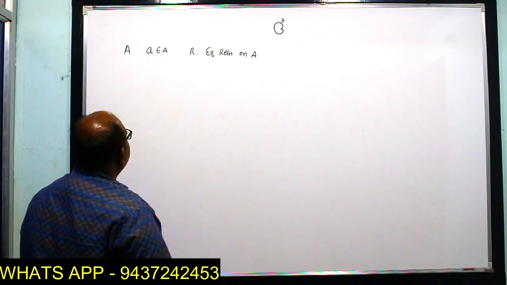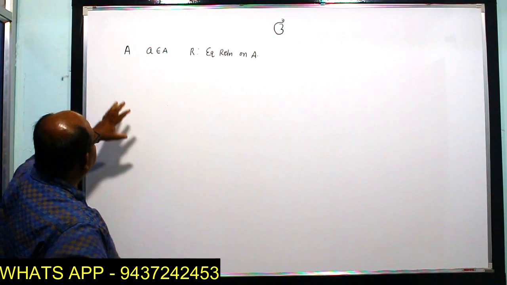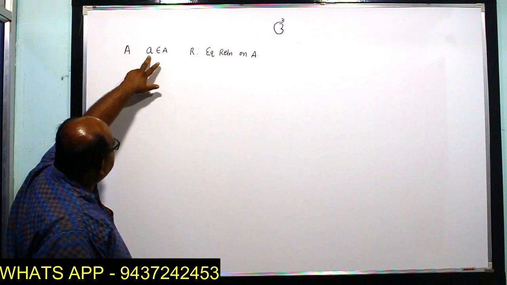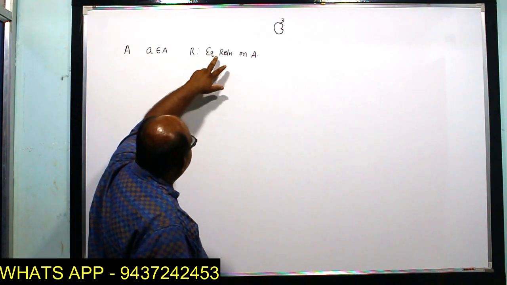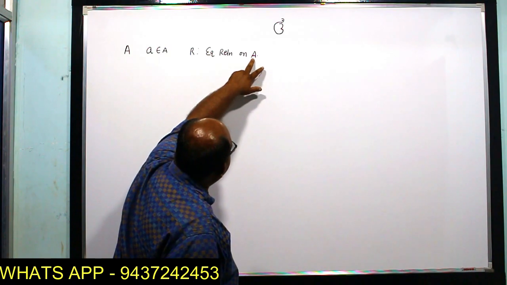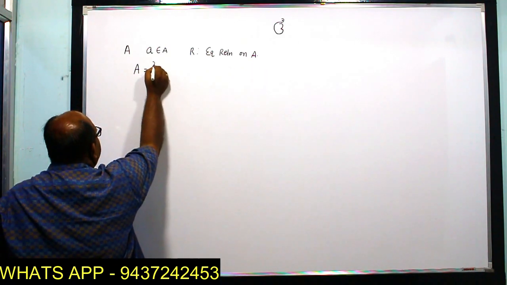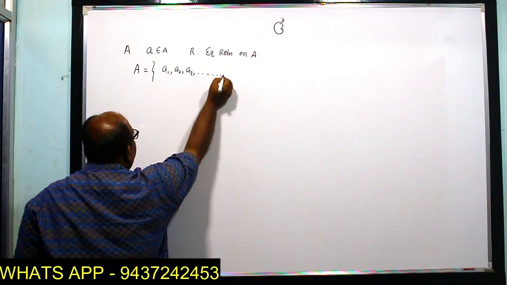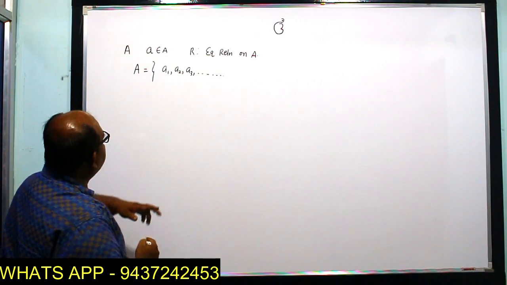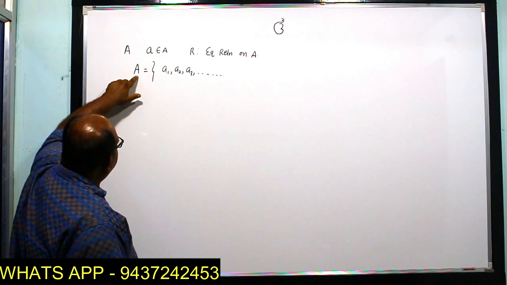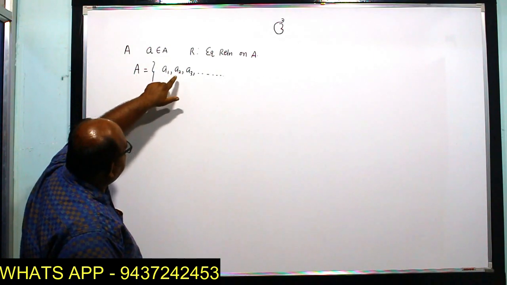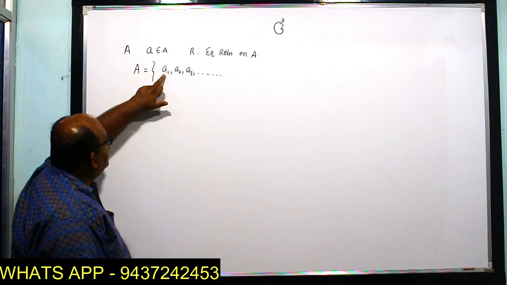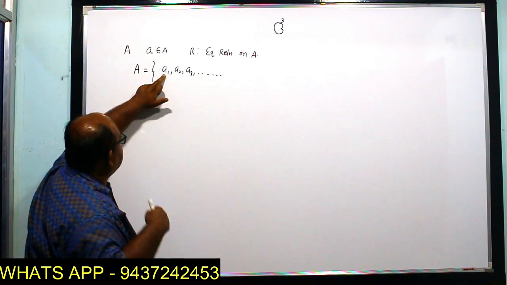Okay, to understand equivalence class, first remember these three things. This is a set. The elements of set A are represented by small a. R is an equivalence relation on set A. Let the elements of set A be represented by A1, A2, A3, dot, dot, dot. In general they are represented by small a. In set A, elements present are A1, A2, A3. Every element of set A will possess an equivalence class.